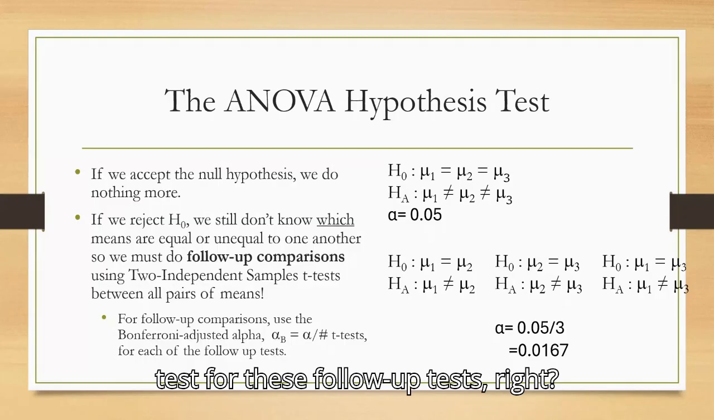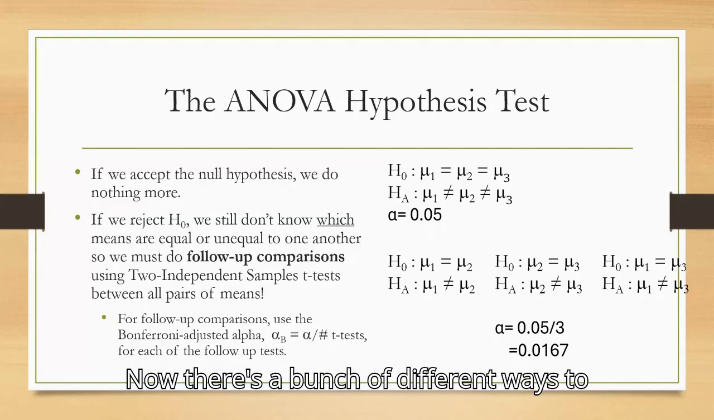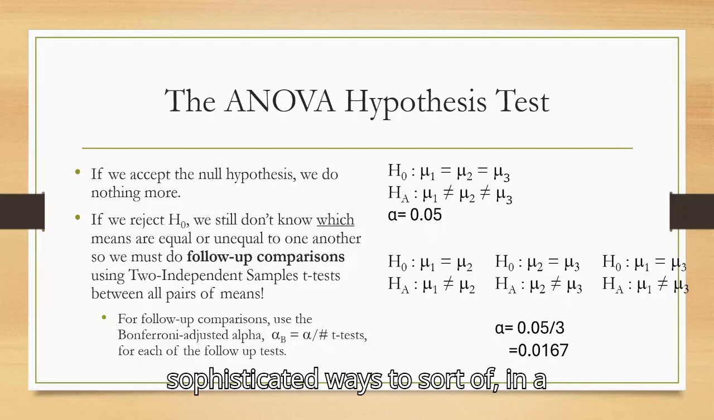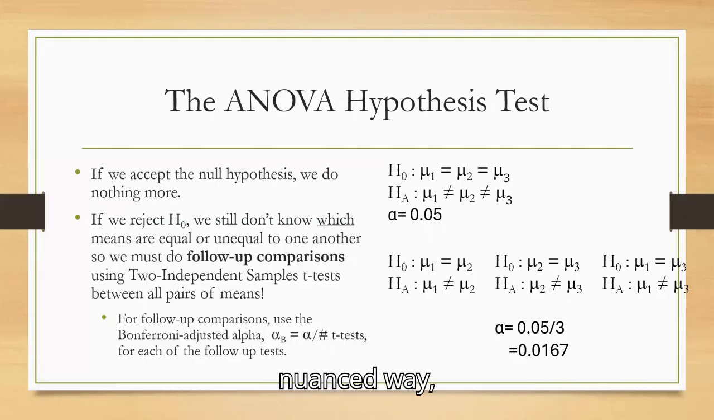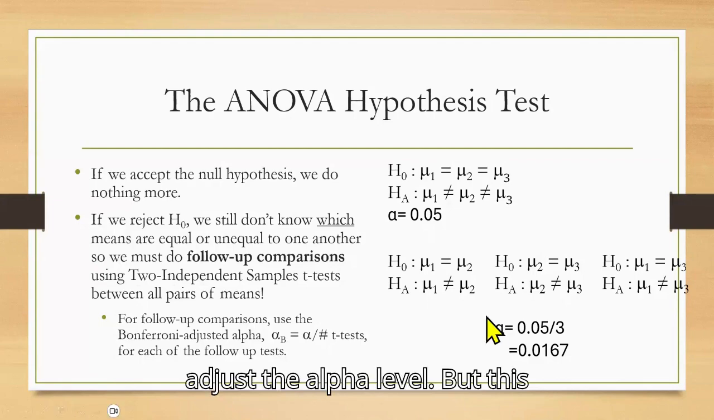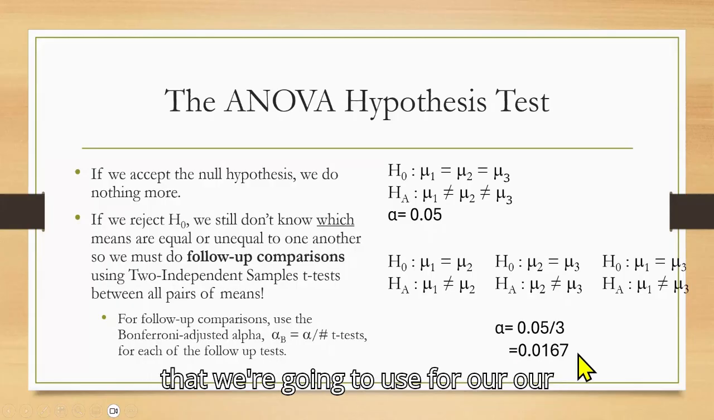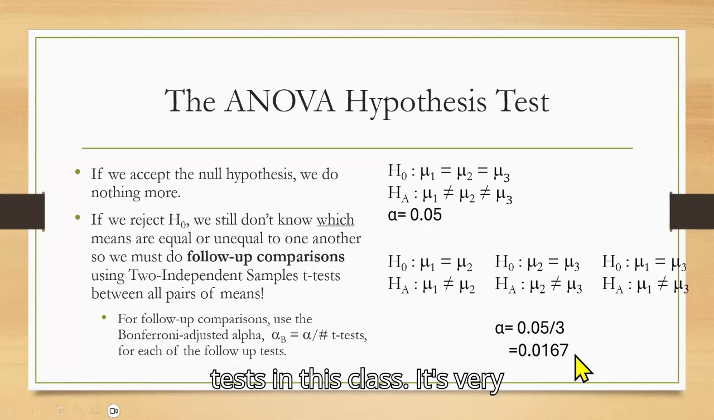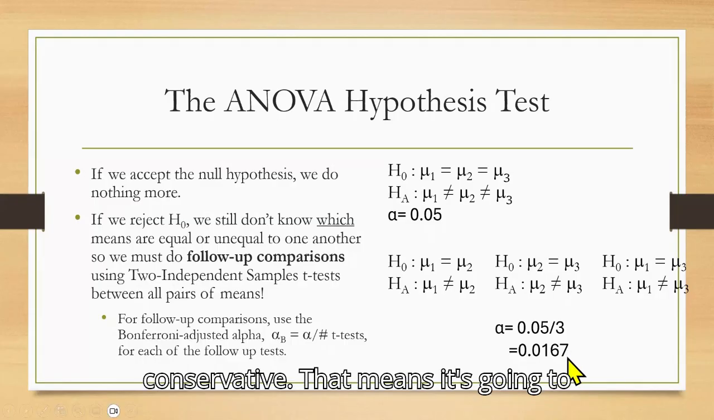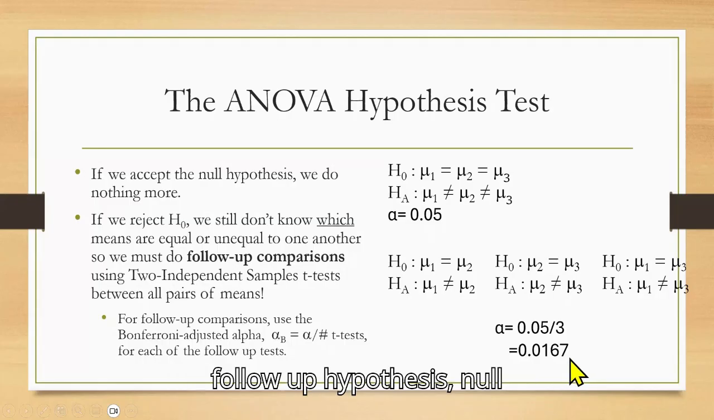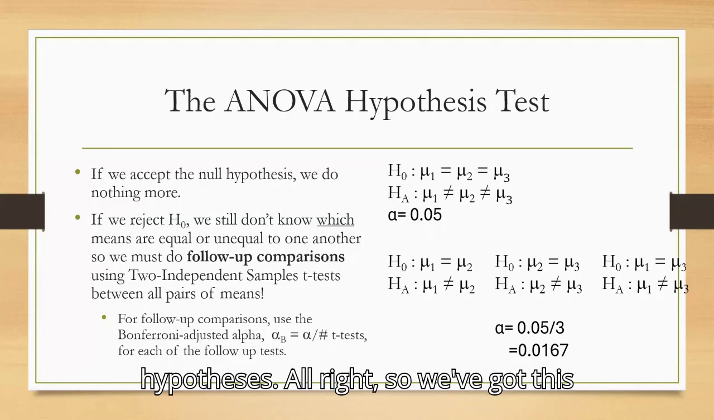Okay. So the standard correction for this is to have a more strict hypothesis test for these follow-up tests. All right, now there's a bunch of different ways to do this, and if you're using software, then there's much more sophisticated ways to adjust the alpha level in a nuanced way. But this is a really easy and simple way that we're going to use for our tests in this class. It's very conservative. That means it's going to make it really hard to reject these follow-up null hypotheses.